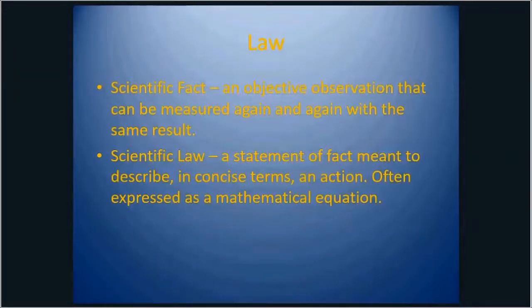Scientific laws are made up of facts. A scientific fact is an objective observation that can be measured again and again with the same result. Scientific laws are a statement of fact meant to describe in concise terms an action, often expressed as a mathematical equation. Typically, you will find your scientific laws in chemistry and physics, and most of them are going to be written with some sort of mathematical equation. Not all scientific laws are defined by equations, but most of them are.